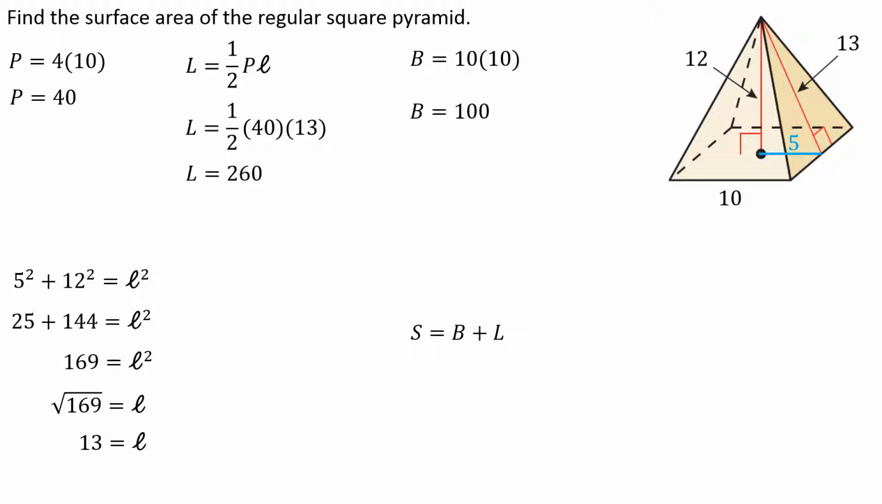Surface area will be the base plus the lateral. And I don't have to worry about grabbing a calculator and computing anything because it's not like I've got pi or square root, right? It's not one of these, hey, do I leave it exact or do I change it to a decimal? I'm lucky. The exact answer is the exact answer. 360 square units.